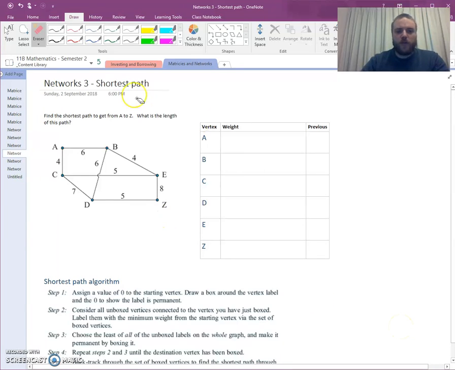This video will show you how to find the shortest path from one vertex to another within a network. So we'll be using this example here: find the shortest path to get from A to Z, and what's the length of this path. The method we use to find the shortest path is called the shortest path algorithm. It follows a series of steps. Now the word algorithm just means a set of steps that you follow.